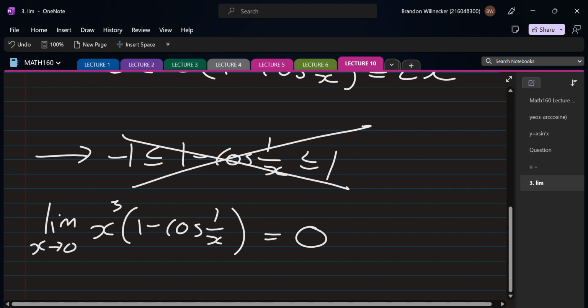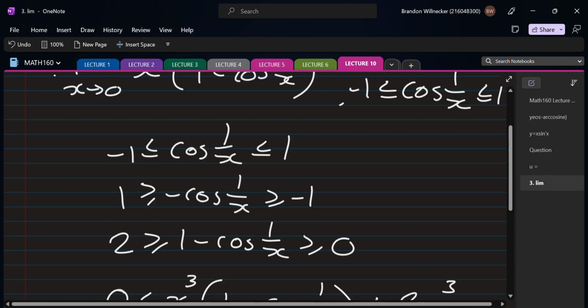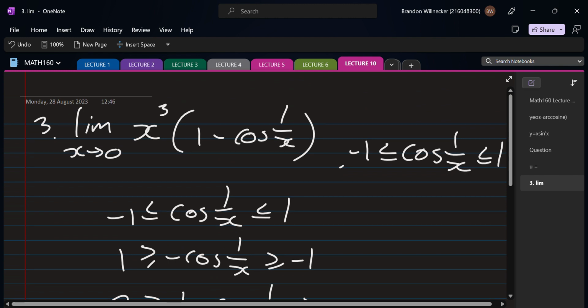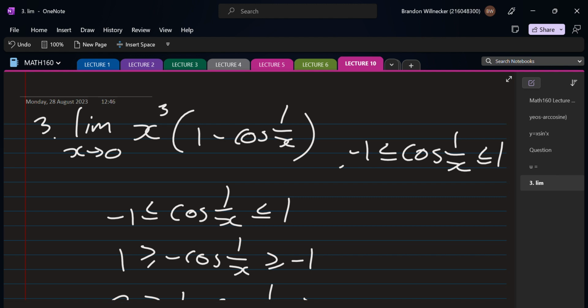Okay, so important takeaways for this one. First thing, please identify when you can use L'Hopital's rule and when you can't. Here, we can't use L'Hopital's rule. It's not an indeterminate form. It's not 0 times infinity. It's not infinity over infinity. It's none of that. So when evaluating this limit, you need to use something else.